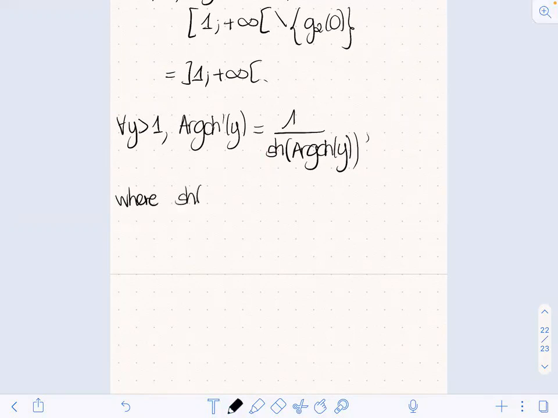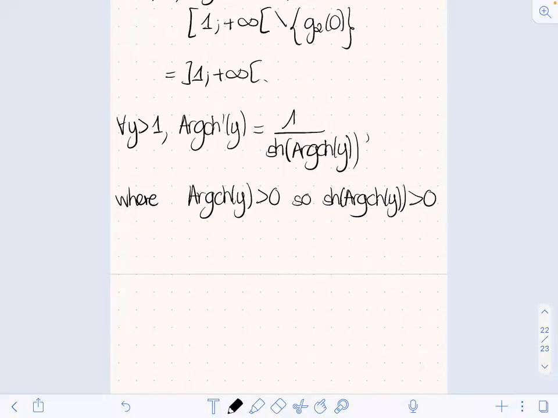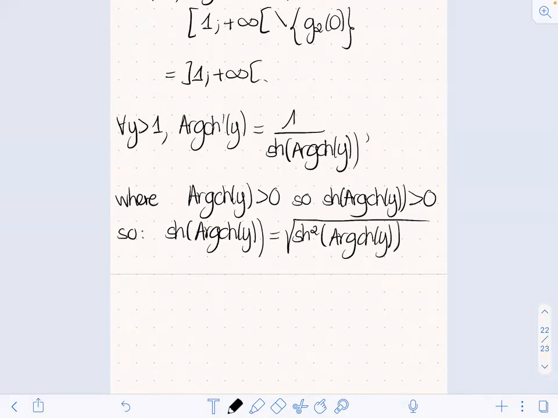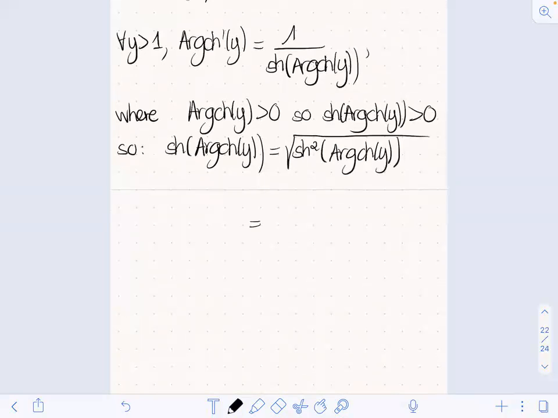If we have a look at the value of argch of y, it will be greater than 0. So sh of argch of y is greater than 0. And what that means is that argch of y is equal to the square root of sh squared applied to argch of y. And then we can just roll out the same technique as the one we used earlier.